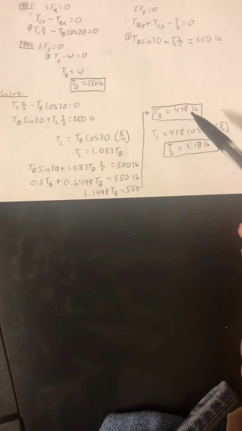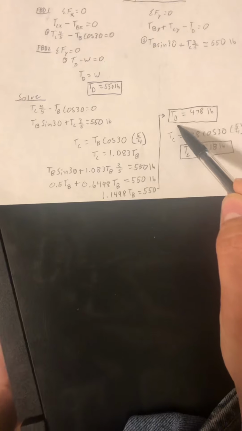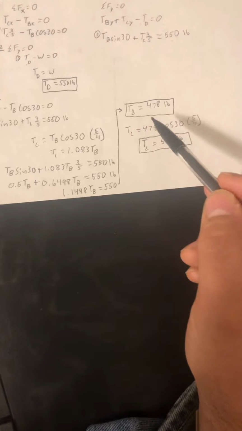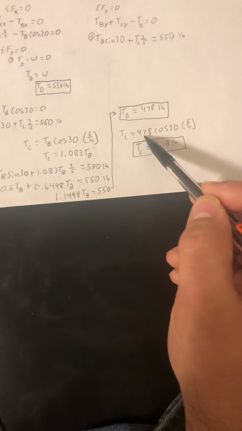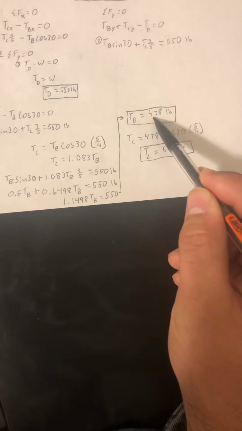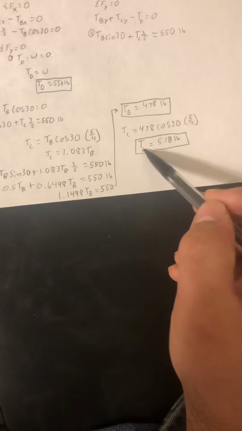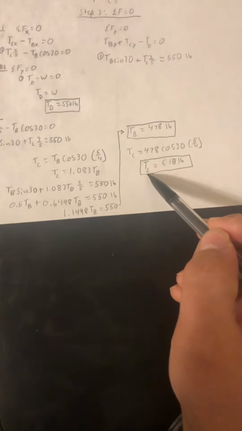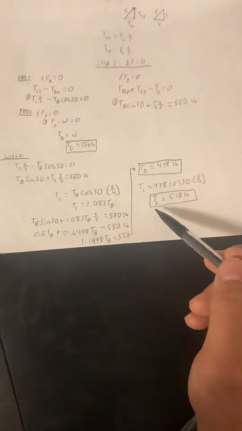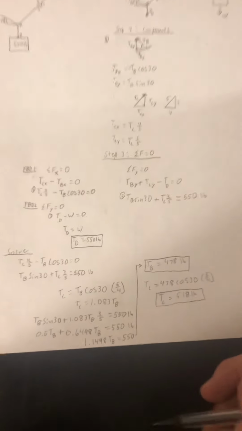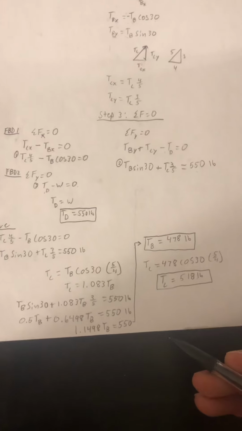Since you have that, you can plug this value back in here. So you'll get TC equals 478 times cosine of 30 times 5/4 from the original equation, and that gives you TC equals 518 pounds. So that gives you all of the tensions, which I forgot to mention is what the problem is asking for, all of the tensions, forces in the ropes. So there you go.